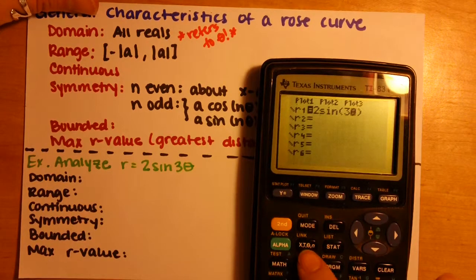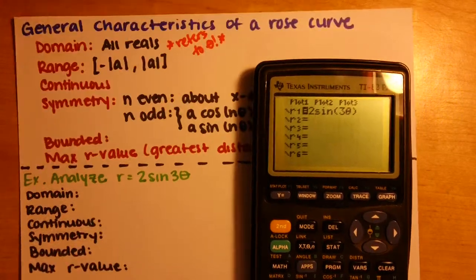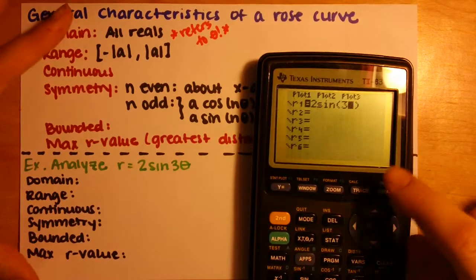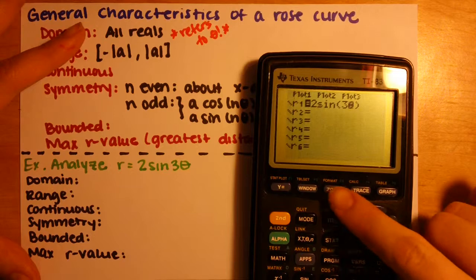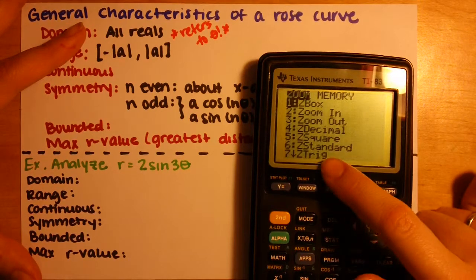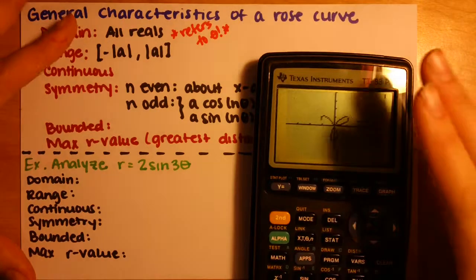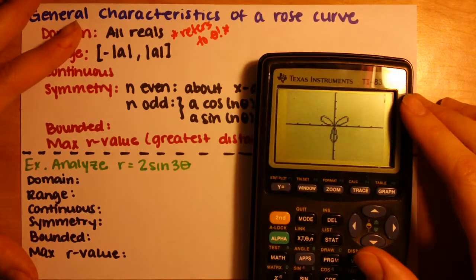Theta can be found up here where your x, t, theta button is. So you want to make sure you're pressing that. Same place you found your x for your linear equations. Now we want to graph it. To graph this, we're going to use zoom 7. That's going to zoom into our trig window, and that'll give us a decent sized graph.